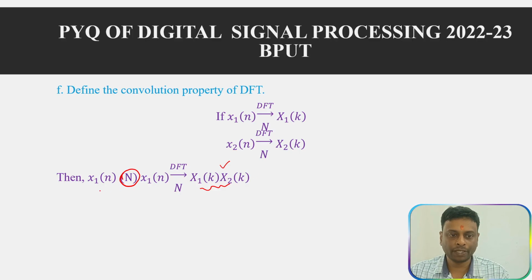If we take the circular convolution of x1 of n with x2 of n, its N-point DFT will be X1 of k into X2 of k. So this is the convolution property of the DFT. We are not going to prove this, because it is only for defining the convolution property of DFT.